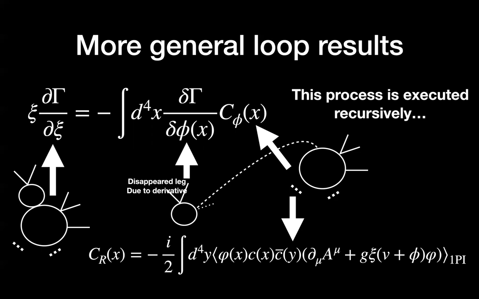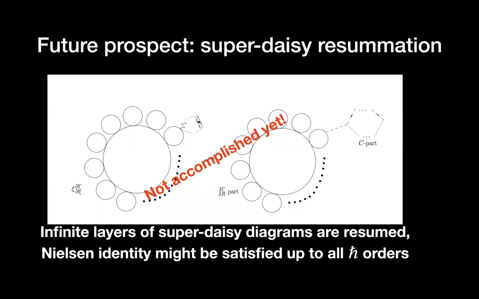we just keep the one-loop contribution to the C phi, and take the one-loop contributions of the gamma on the right-hand side of this equation. And then on the left-hand side of this equation, we will have to include the two-loop diagrams. However, on the right-hand side of this equation, if we consider all of the two-loop diagrams in the delta gamma over delta phi term, then we are forced to include the three-loop results on the left-hand side of this equation, et cetera. If we stack all of the loops together, we will reach the so-called super daisy diagrams here.